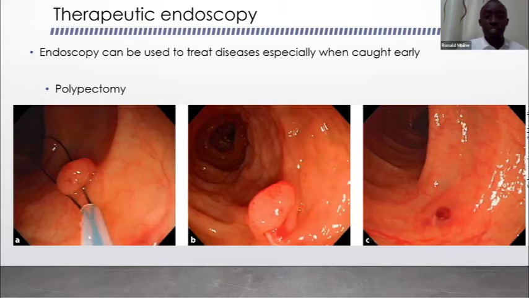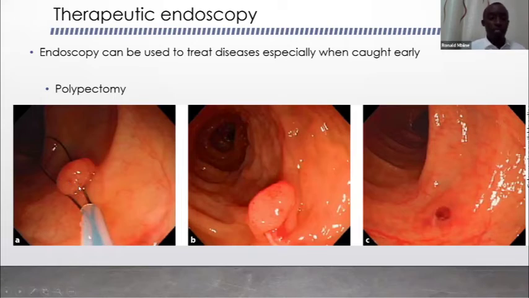About 10 years ago, this growth would have been missed, and it would have grown so big to block the colon, and then someone would present to the hospital in an advanced stage. Luckily for endoscopy, this is a lesion that is picked very easily during either the screening or diagnostic endoscopy. And once this is picked, it's cut out through a procedure called polypectomy. Here you can see this device. It's a snare. It's used to cut that polyp out and extract.